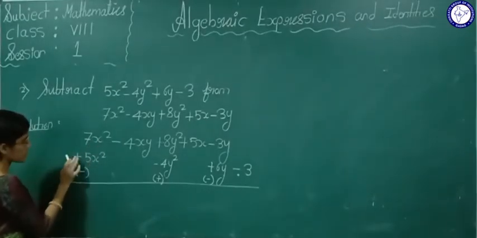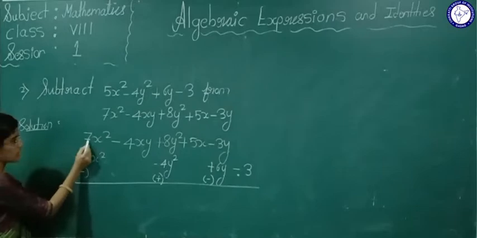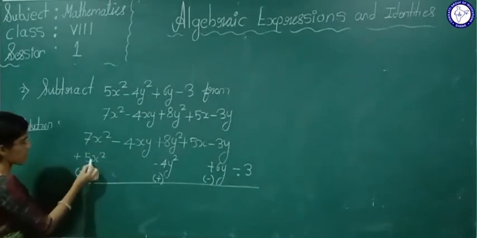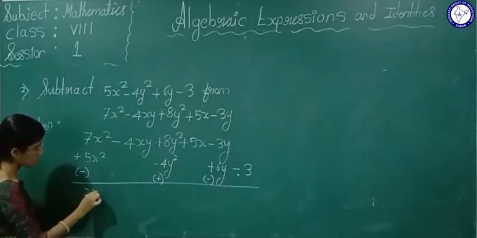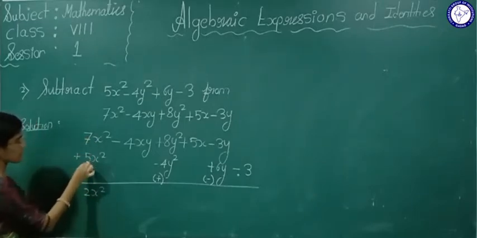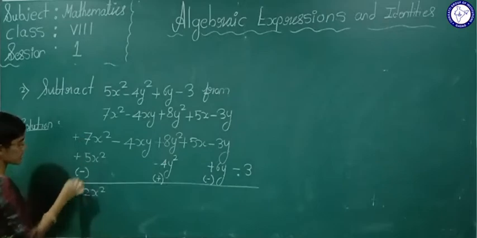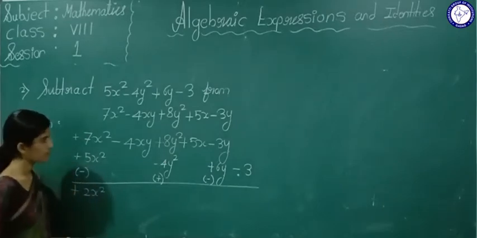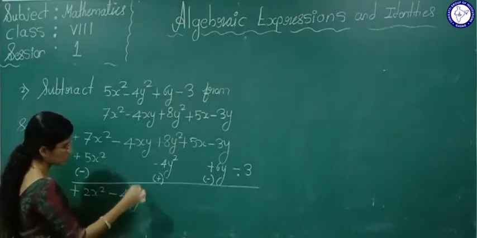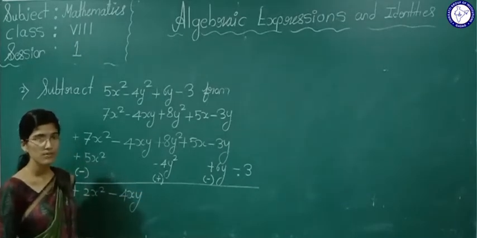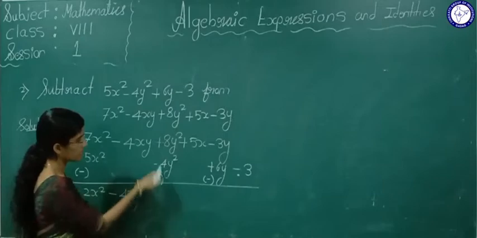7x square, this sign you should not have to see here. 7x square minus 5x square is how much? 2x square. So which is the bigger number here? 7. 7 has a plus sign, so plus 2x square. The minus 4xy you have to keep as it is. We have to perform the operation only for like terms.